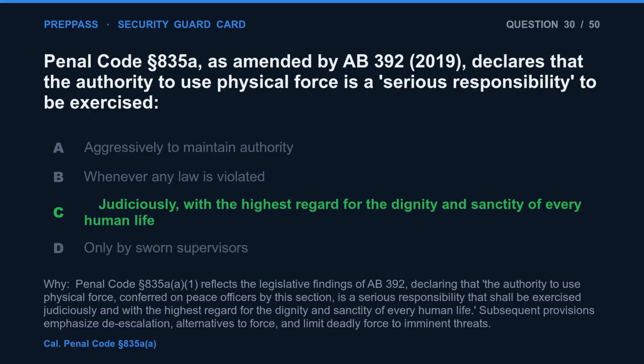The correct answer is C. Penal Code Section 835A(1) reflects the legislative findings of AB 392, declaring that the authority to use physical force, conferred on peace officers by this section, is a serious responsibility that shall be exercised judiciously and with the highest regard for the dignity and sanctity of every human life. Subsequent provisions emphasize de-escalation, alternatives to force, and limit deadly force to imminent threats.